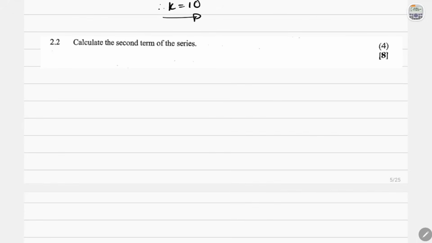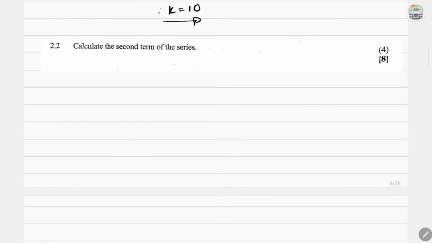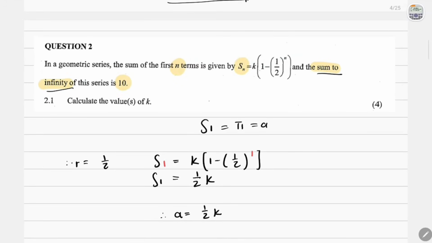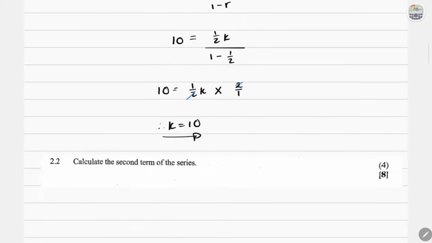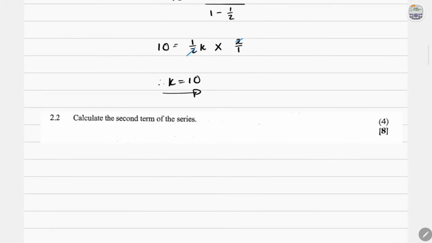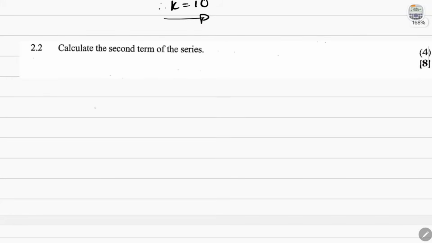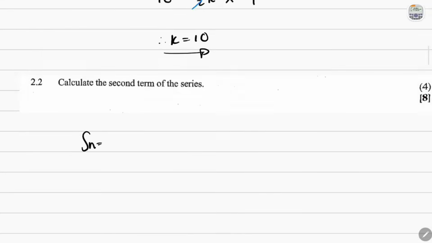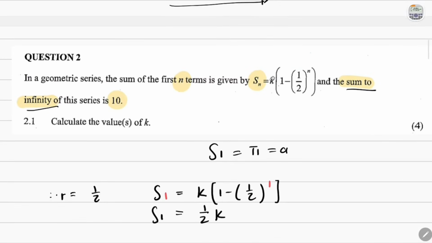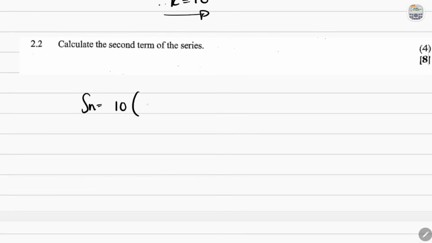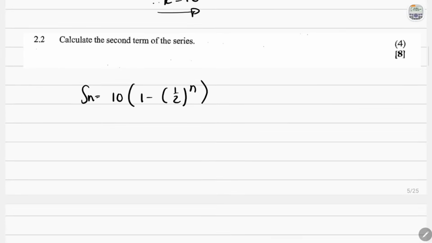Then the next question says, calculate the second term of the series. Okay, despite the fact that we don't really have the Tn formula, we have the Sn formula. The Sn formula is very useful, and we can actually just use it to find all the other terms. Here's the thing. You see, let's just rewrite it, right? Sn equals, and we'll just substitute k, okay? That's 10. So this actually says 10 multiplied by 1 minus a half raised to the power of n. And here's what we can do.